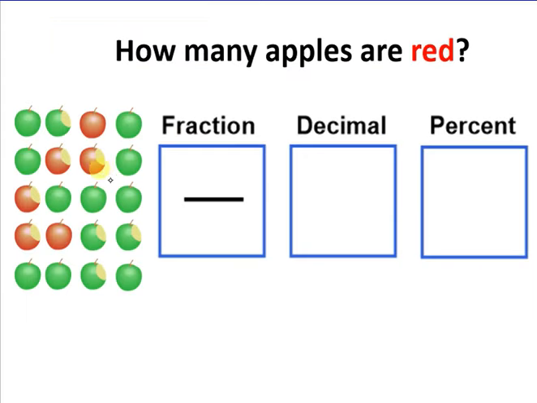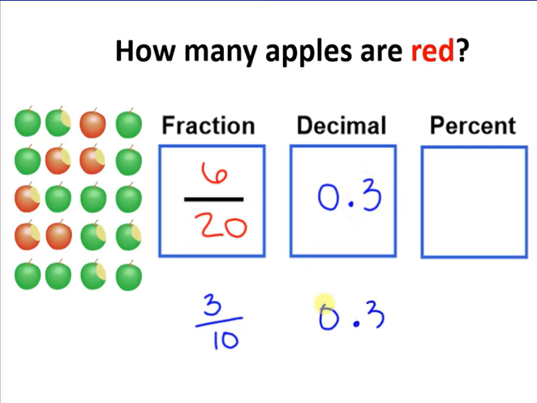Now, how many apples are red out of the total? 1, 2, 3, 4, 5, 6 apples. But the total, 1, 2, 3, 4, 5, 1, 2, 3, 4, there's 20. So, what is the decimal for this? Well, let's see, I can simplify that to 3/10, which would be 0.3. So if I have 0.3, I need to move the decimal over twice to the right, and so my percent is 30%.